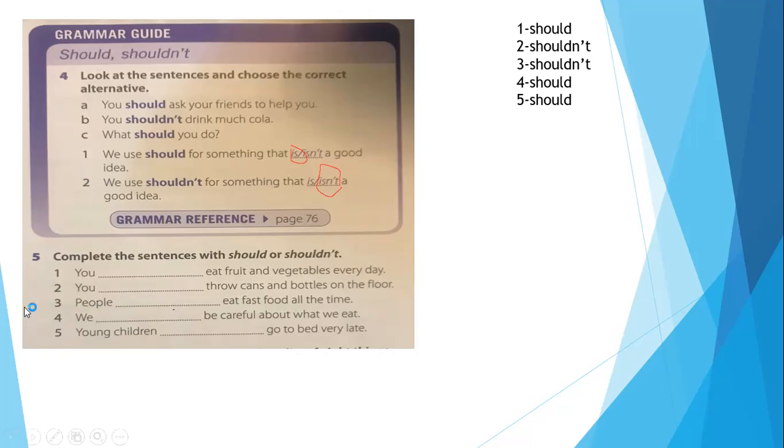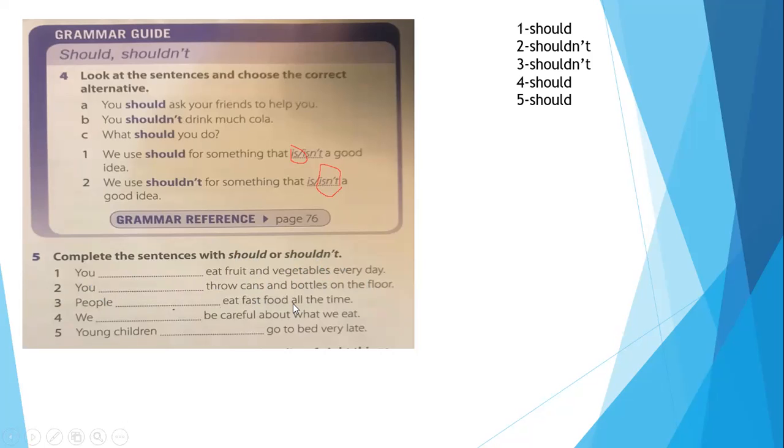Okay? Here, let's complete the sentence by using should and shouldn't. You eat fruit and vegetables every day. You should. لازم ناكل خضار وفواكه كل أسبوع. You throw cans and bottles on the floor. لازم نرمي الأناني on the floor ولا مش لازم؟ Sure, shouldn't.